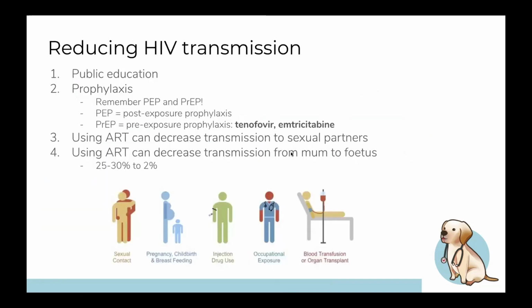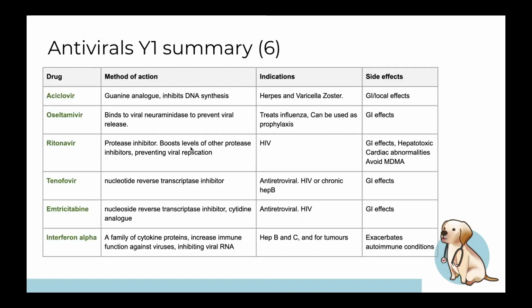Reducing HIV transmission involves public education, prophylaxis, which means prevention, and using antiretroviral therapy so that when you engage in sexual intercourse, it can decrease transmission to your sexual partners and to your fetus if you are pregnant, down to 2%, which is pretty impressive. So remember PEP, post-exposure prophylaxis, and pre-exposure prophylaxis, two of which we will be learning about today. So a summary like we had before.